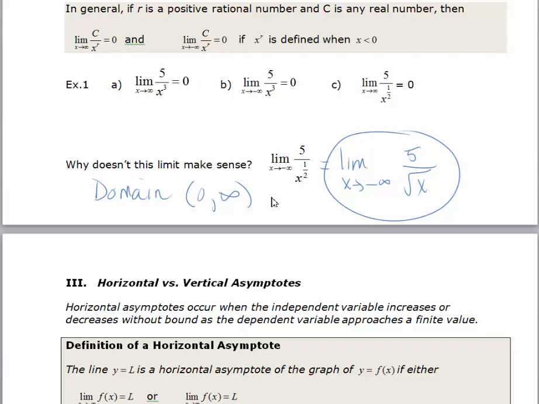Alright, in the next video we're going to start to look at horizontal asymptotes and compare them to vertical asymptotes.